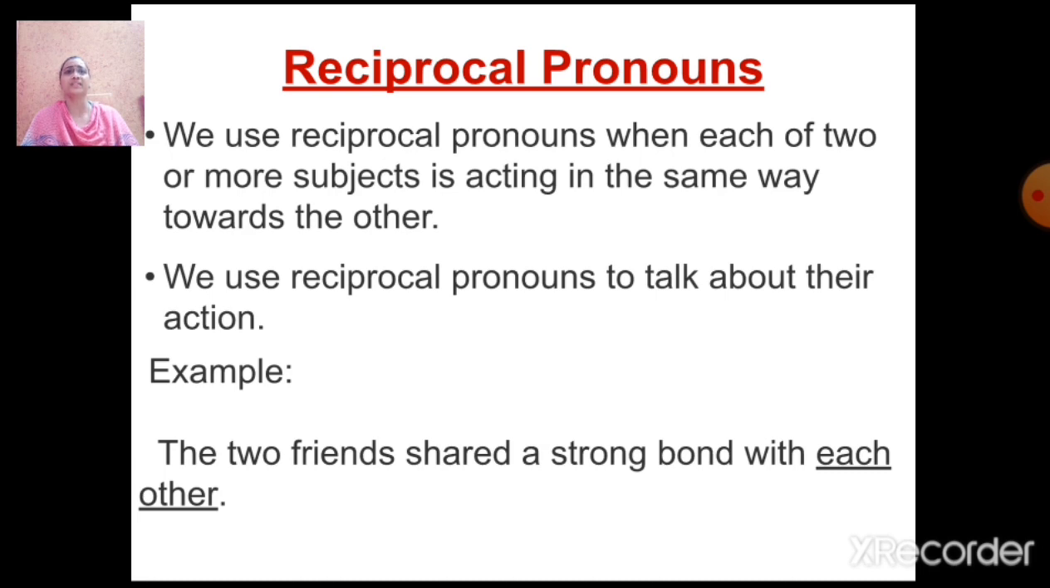Now let's see reciprocal pronoun. We use reciprocal pronouns when each of two or more subjects is acting in the same way towards the other. We use reciprocal pronouns to talk about their action. For example, the two friends shared a strong bond with each other. Now here, each other is reciprocal pronoun.